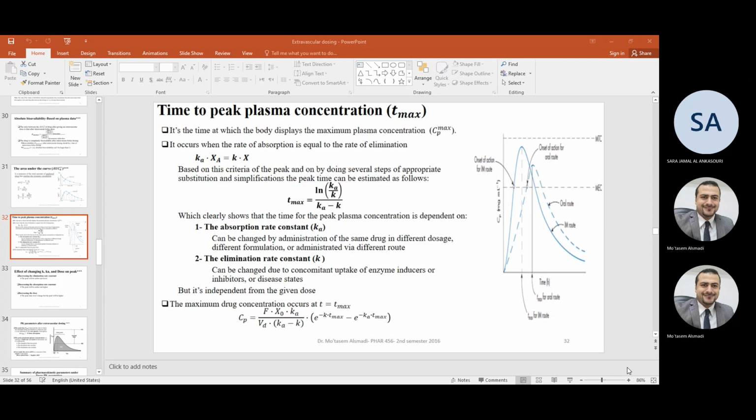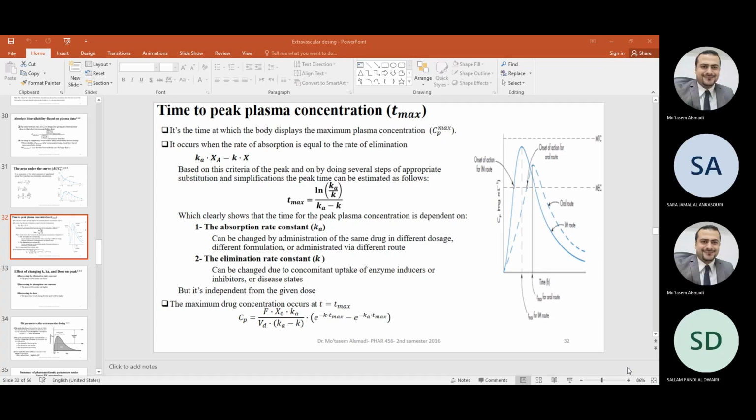The Tmax. Now, once you get the Tmax, how to get the Cmax? Simply, you plug in the value of the Tmax into the equation for the concentration in plasma. So you substitute the t by Tmax. That's how you get the Cp max. So if I ask you in an exam, what's the Cp max? You have to do two steps of calculation. The first step is to get the Tmax, and the second step is to get the Cp max by plugging the value of the Tmax in this equation.